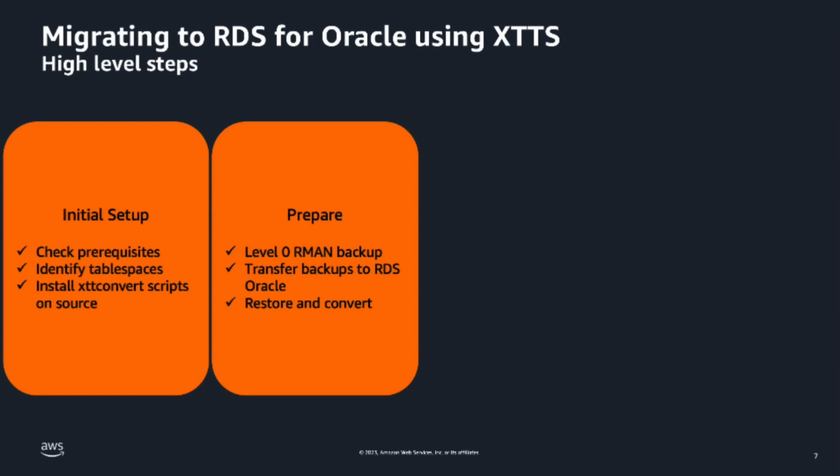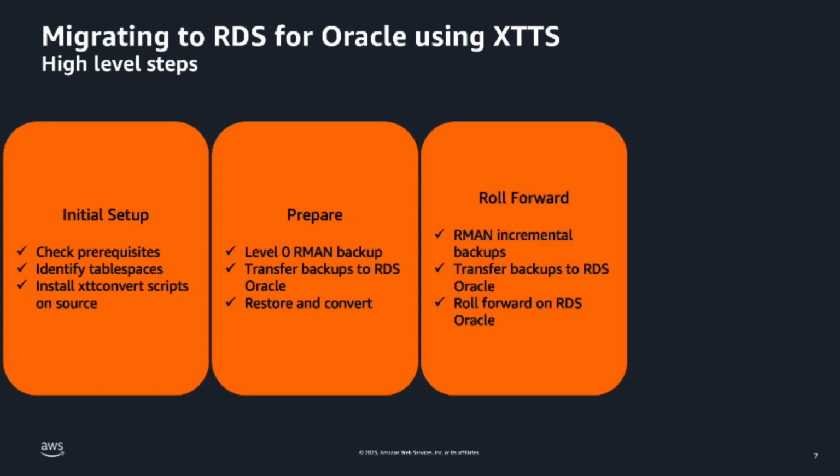In the prepare phase, take level 0 RMAN backup of the tablespaces to be transported using XTT convert scripts. Transfer those backup files to RDS Oracle. Restore the level 0 backup using the RDS admin transport util package. In the roll forward phase, we take RMAN incremental backups periodically while the source database is still active. We transfer those backups to RDS Oracle and use them to restore and roll forward.